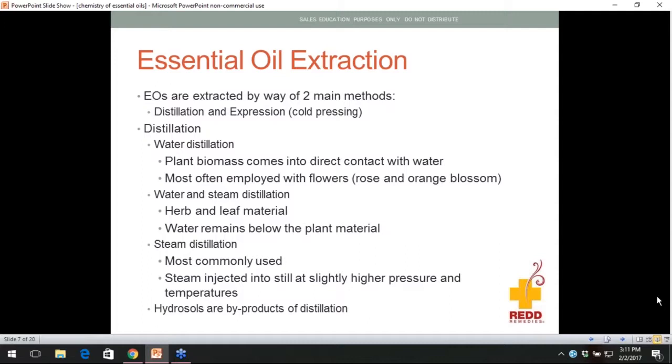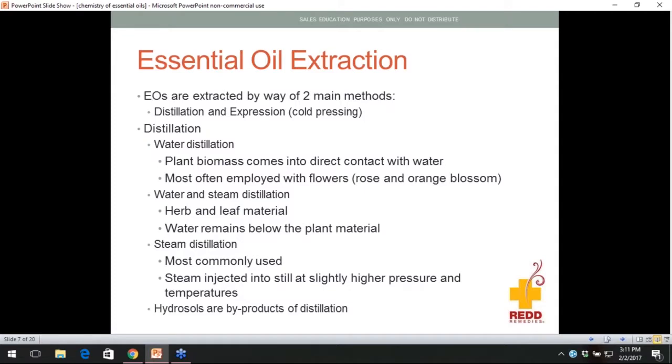So in distillation, there's more than one way to distill a plant or any other compound. So you have three types of distillation. The most common is steam distillation. So the plants are put into the still, and then steam is injected at not high pressure, but low pressure and a little bit higher temperature. That's how most plant essential oils are extracted.